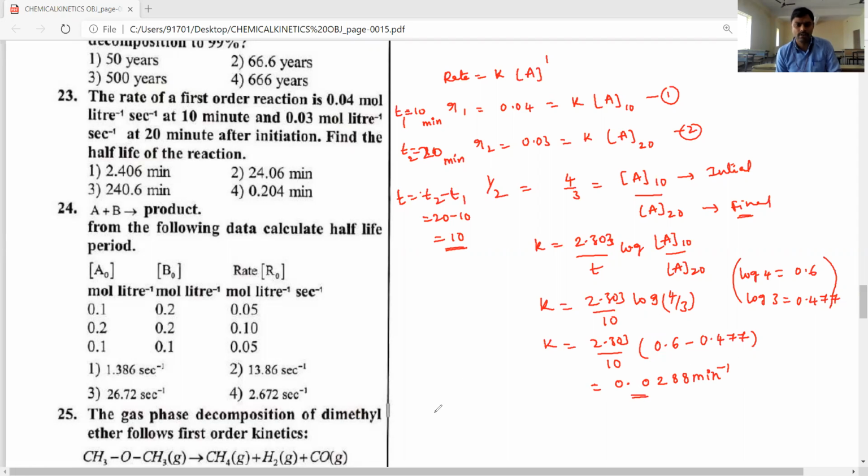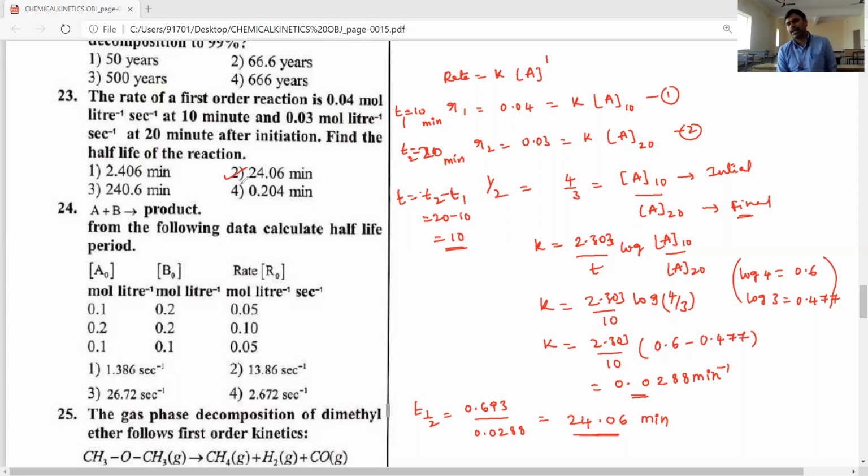Now we have to find the half-life value. For a first order reaction, T half is equal to 0.693 by K, where K is 0.0288. On simplification, we will get 24.06 minutes. Sorry, half-life means 24.06 minutes. The answer is the second option.